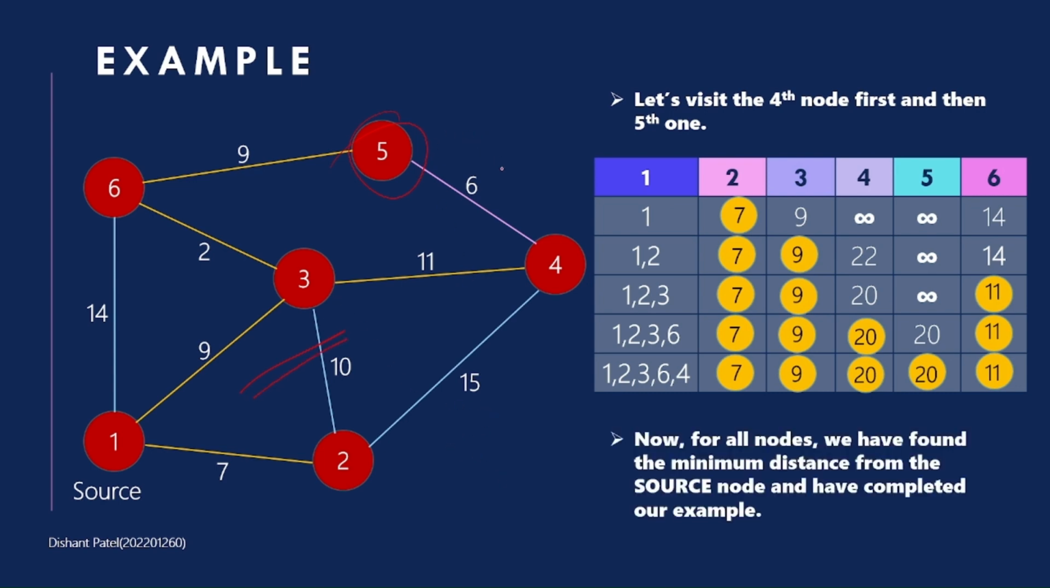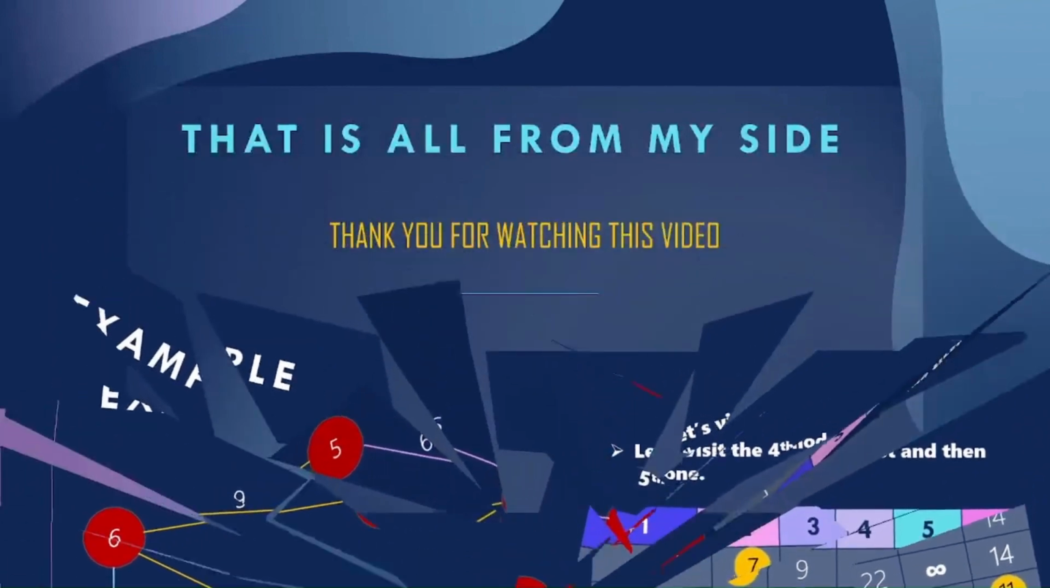Yes, here one thing to tell, you can go to fifth node via fourth node also, but this value is more than 20, it will become 26. So we have not considered this path, and we have considered this path to reach the fifth node. It is the optimal route, and we have completed our example.